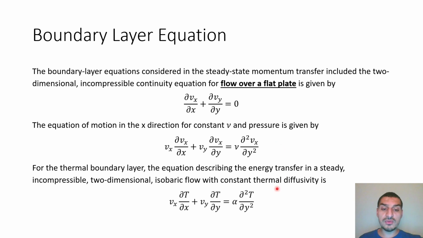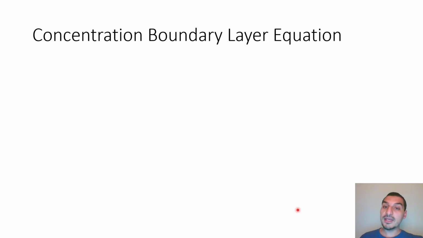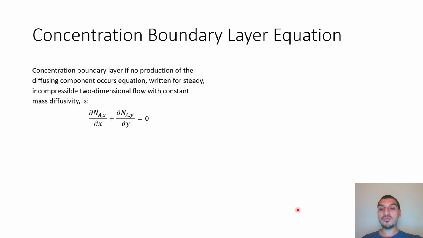In heat transfer, if you do the same analysis for thermal conductivity, for the thermal boundary layer, for the energy transfer, for steady, incompressible, two-dimensional flow, with the same conditions, you will have this equation, which is very, very similar. You see here, if you replace any velocity with T, and you replace the momentum diffusivity with thermal diffusivity, it's going to be the exact same equation. In case of mass transfer, we can do the same for the same conditions, with the difference that we have constant mass diffusivity.